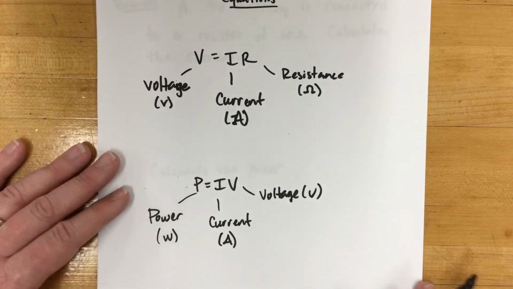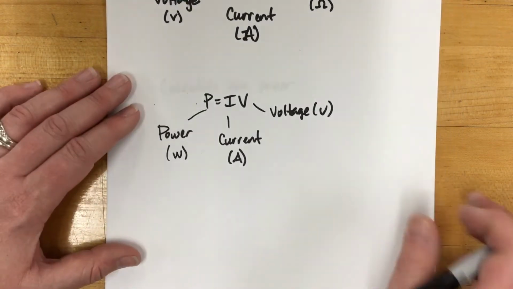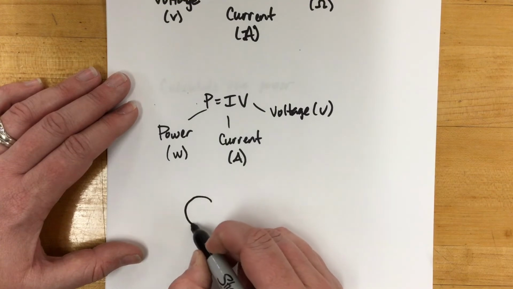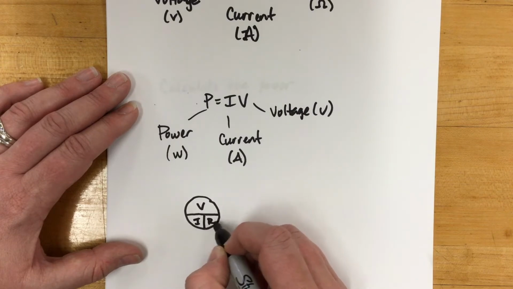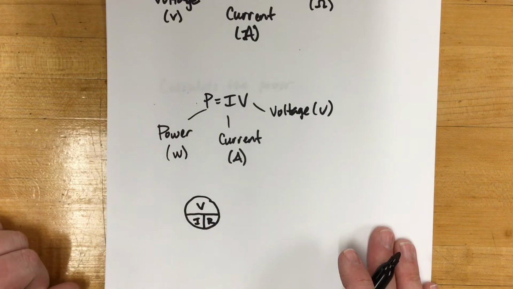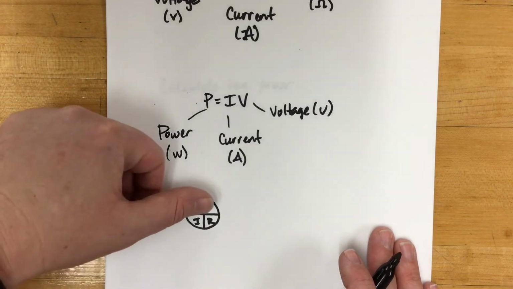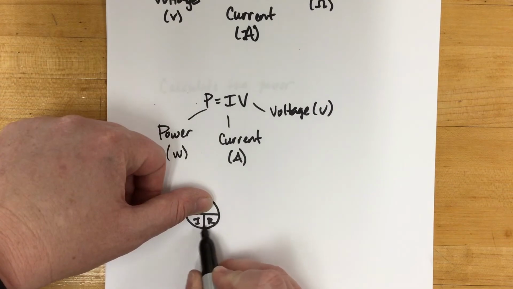Sometimes people prefer to see these in a way that can calculate a little bit easier. If you take a circle and draw it, you can put V and then I and R here. Some people like this, some people don't. But if you're calculating for V, you cover up V, and both of these are next to each other, so you would multiply I and R.